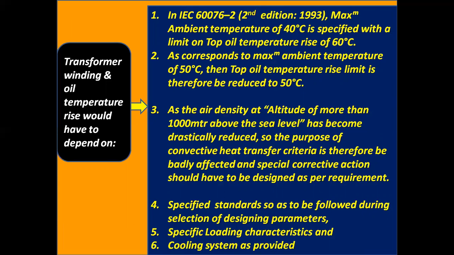Transformer winding and oil temperature rise would have to depend on: one, in IEC 60076 part 2, that is second edition, 1993, maximum ambient temperature of 40 degrees centigrade is specified with a limit on top oil temperature rise of 60 degrees centigrade. Number two, as corresponds to maximum ambient temperature of 50 degrees centigrade, then the top oil temperature rise limit is therefore reduced to 50 degrees centigrade.